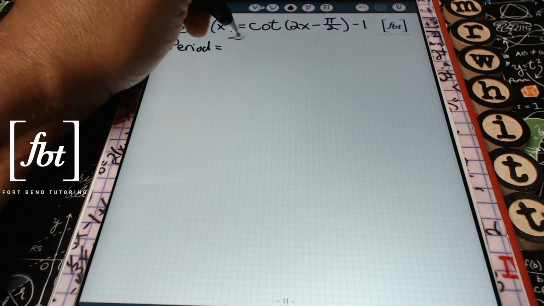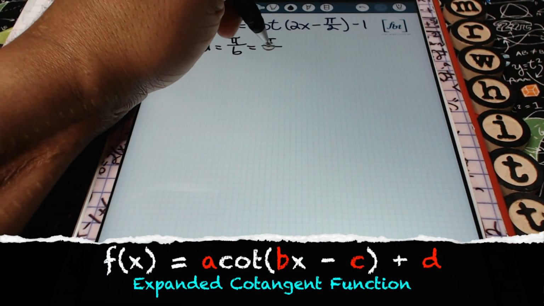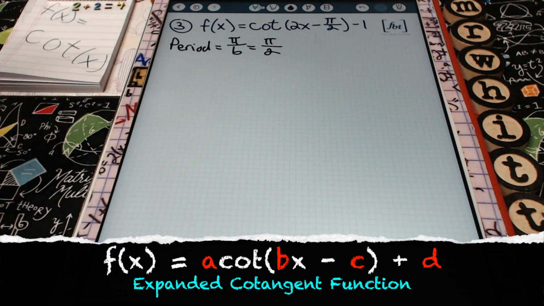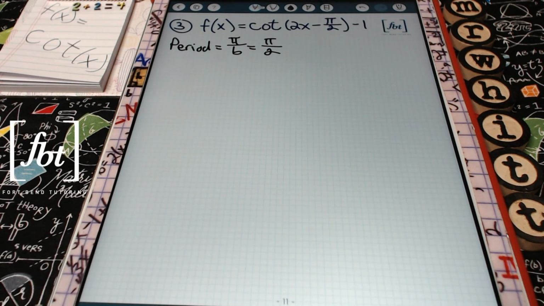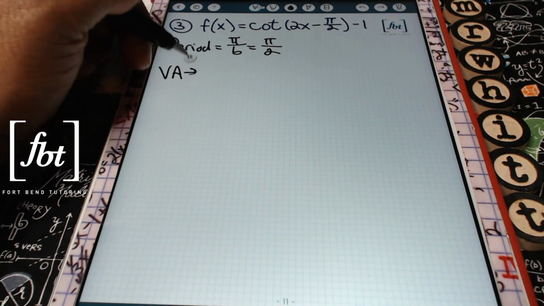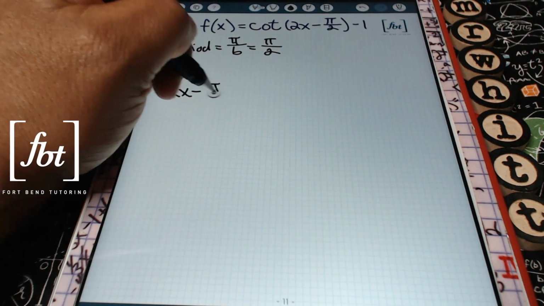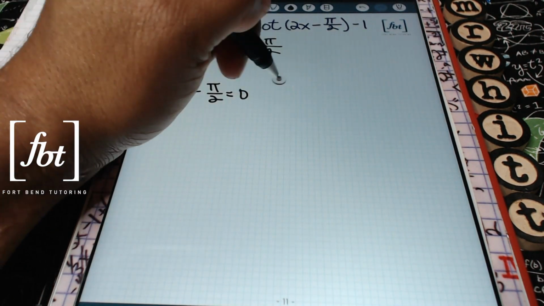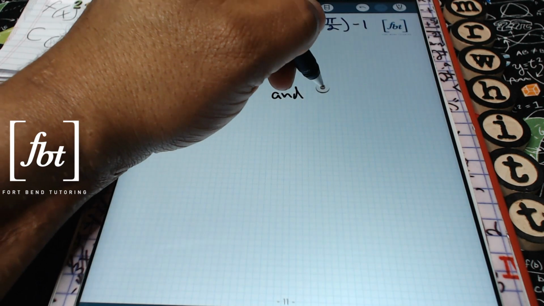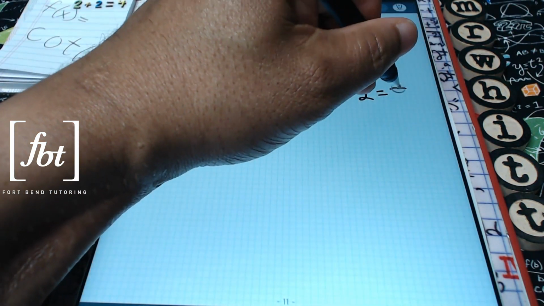And the period is going to be pi divided by b, where in this case, my b value is 2. So I end up with a period of pi over 2, just like that. And so next I want to find out what my vertical asymptotes are, the equations that is. And so we'll have 2x minus pi over 2 equals 0, while the other equation will be 2x minus pi over 2 equals pi.